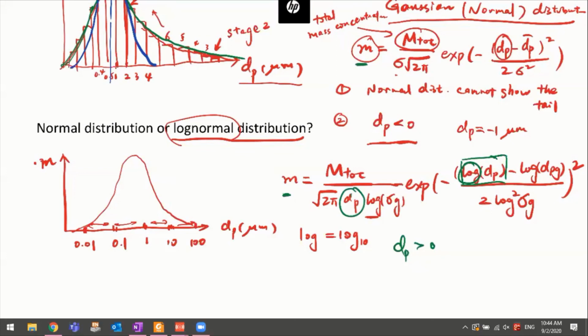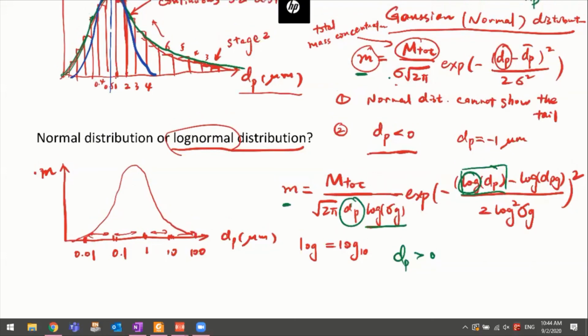Well, we don't have one in here, right? And also in here, we directly have the sigma, but here we have the log sigma g. And this is mainly because finally, we still want to make sure that the integral of this log normal distribution has the value of m total, right? We always want to make sure that the area below the curve is the total mass concentration. So that's where these terms come out.